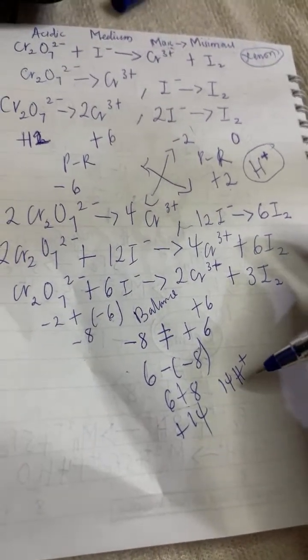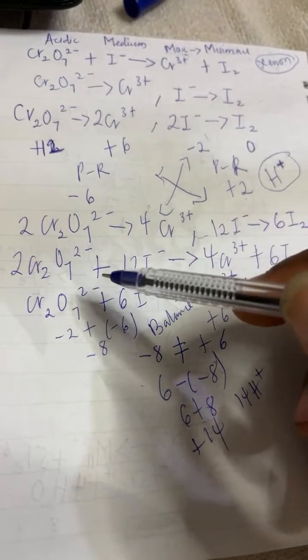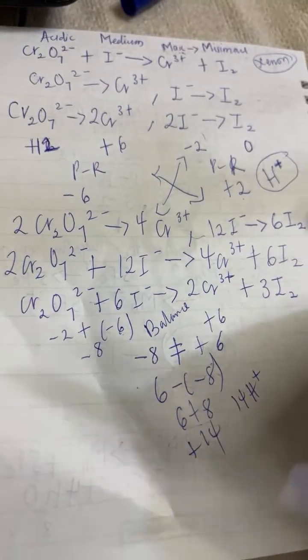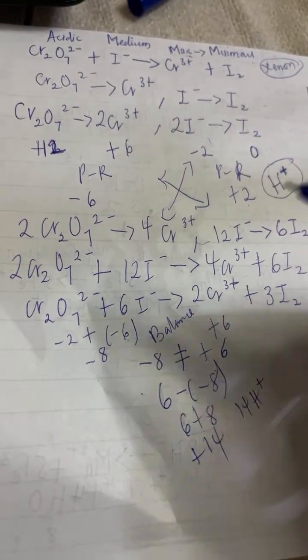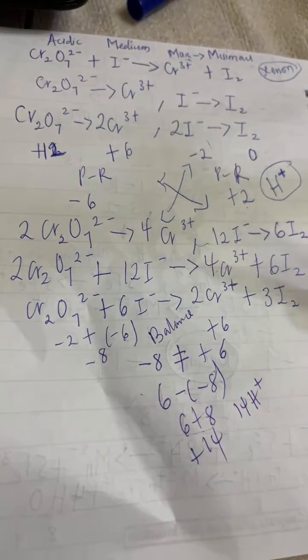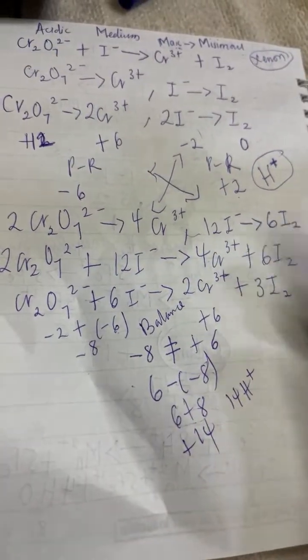So we need to add 14 hydrogen ions to the reactant side, to the less privileged side. We want to help the less privileged. The reactant side is less privileged. We want to help it with hydrogen ion so that it can be balanced with the product side.